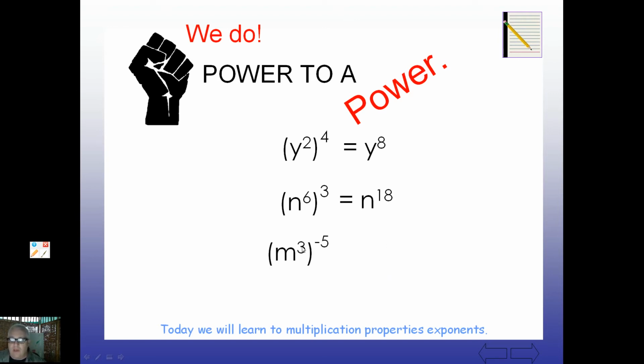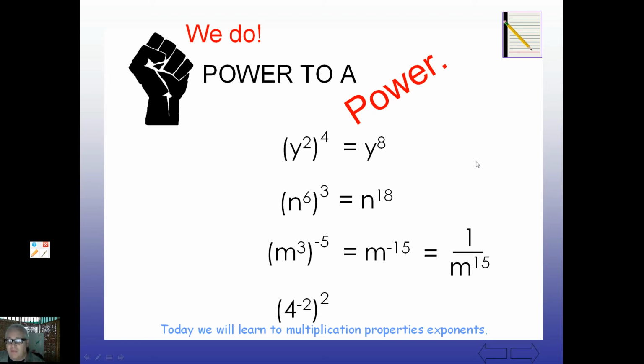How about this one? m to the 3rd raised to the negative 5. Okay. Nothing changes here. We're just going to multiply these two. We will end up with negative 15 as our exponent. But remember from our previous lesson, we're going to write this as a positive exponent. So it's going to be 1 over m to the 15th. Remember, ignore the negative sign, m to the 15th, and then write your answer as a reciprocal because of the negative exponent. And how about this one? 4 to the negative 2. So I'll give you a second to jot that down.